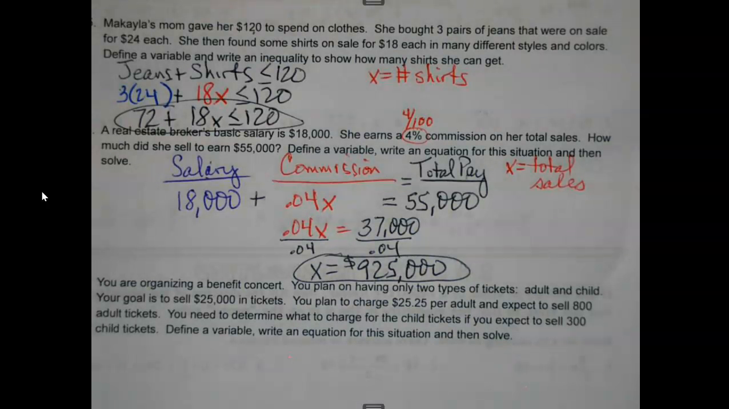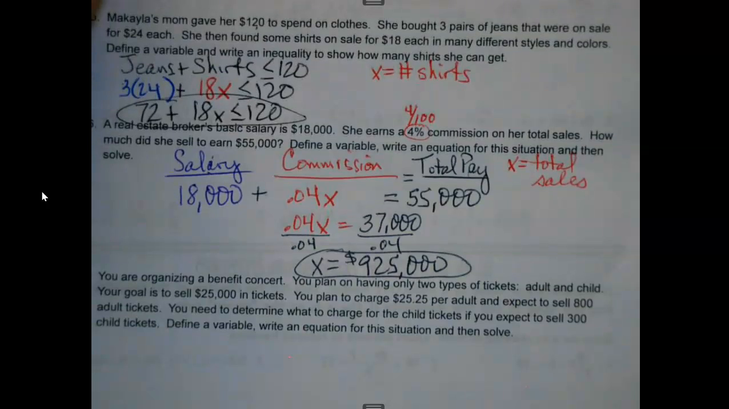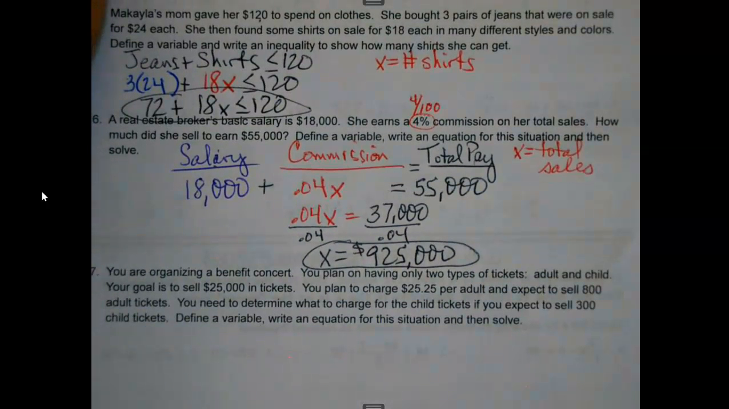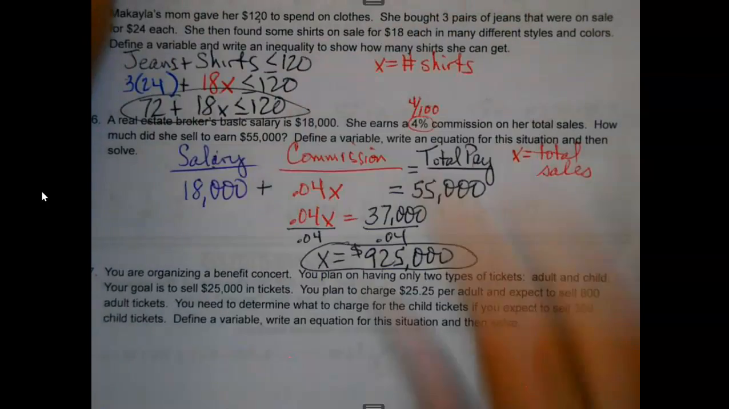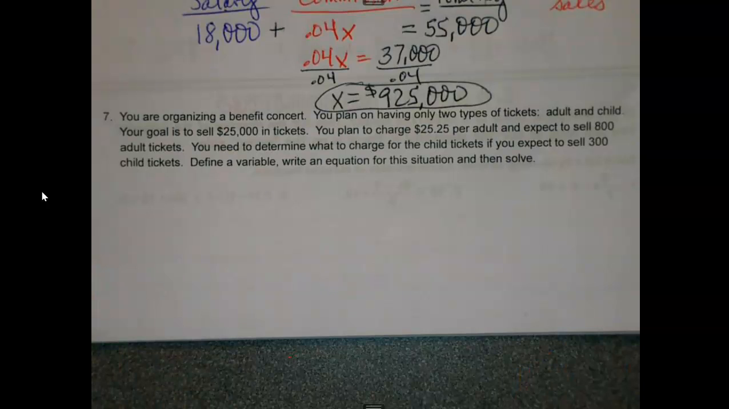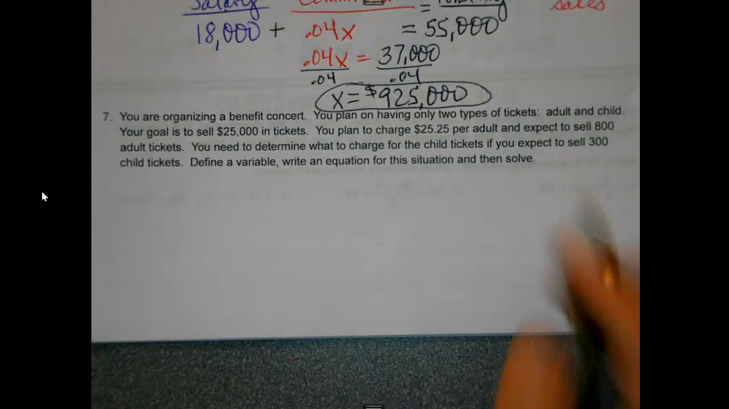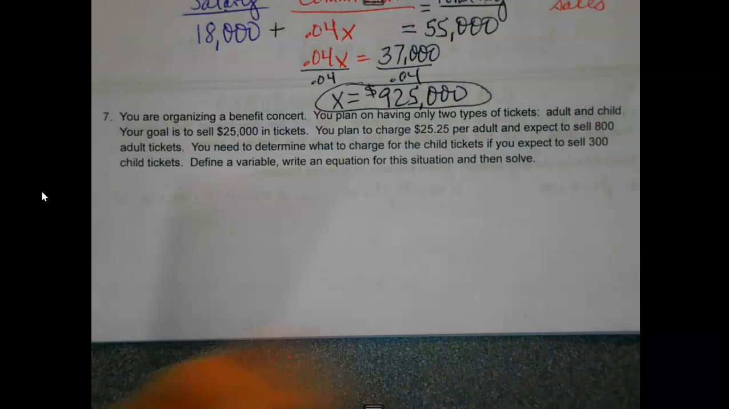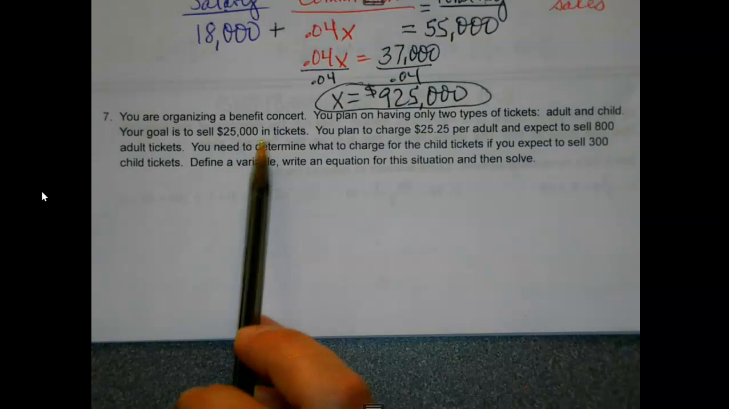Oh, we got to solve again. All right, we got this. But you kind of see the pattern developing here: if you take the time to plan ahead, you're going to keep yourself out of trouble. Okay, we're going to organize a benefit concert. That's a good idea. We're going to have 2 types of tickets, adult and child. That's feeling like variable terms, but we'll see. Your goal is to sell $25,000 in tickets.